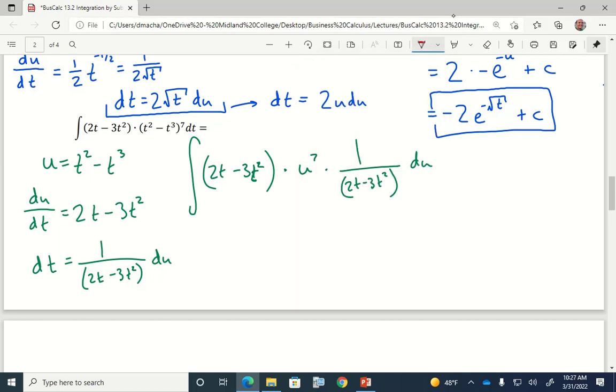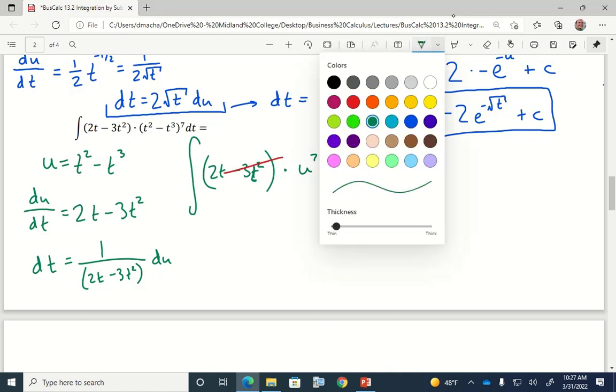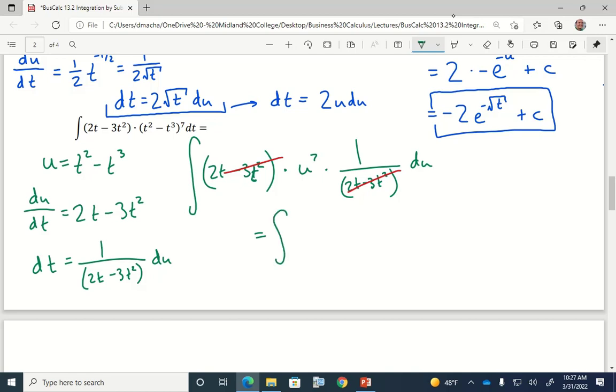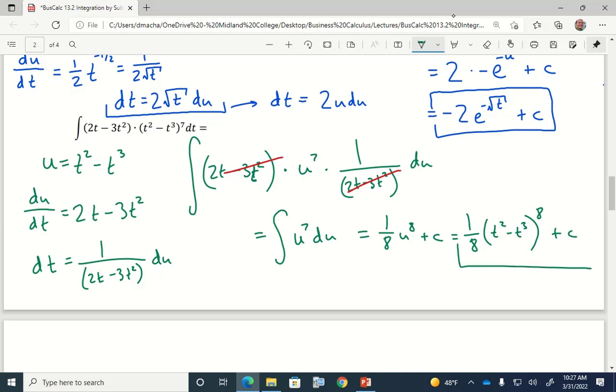And these factors in the numerator and denominator are the same, so they cancel. So this simplifies to the antiderivative of u to the seventh du. What is the antiderivative of u to the seventh? One eighth u to the eighth plus c, and then my u, remember, u is t squared minus t cubed, to the eighth power plus c. So that's how you do that.